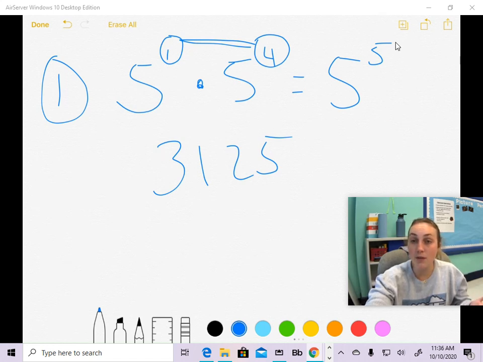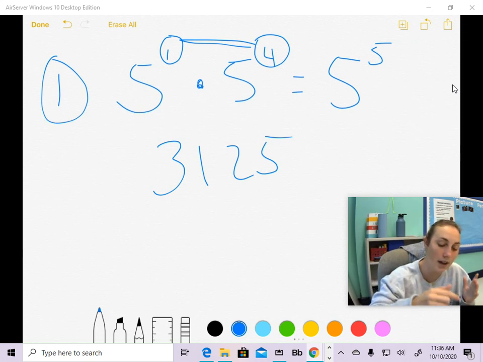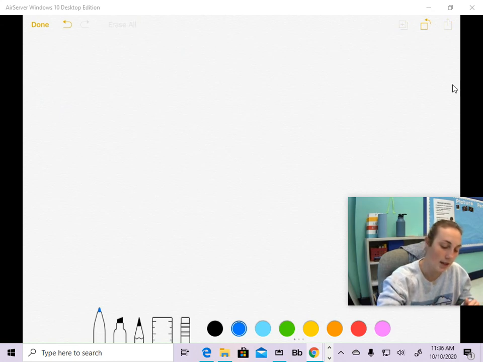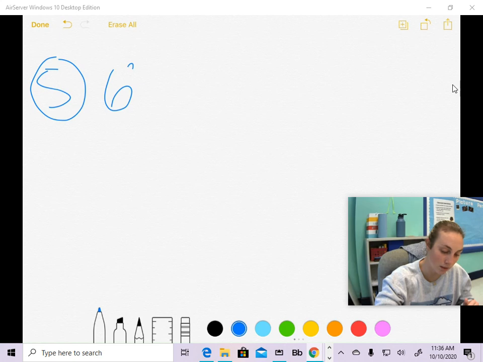Because once you have it in this form, you can turn it into its simplified form. But the main point of this video is to get you to this form. So let's do another example of multiplying exponents with the same base. Let's skip on to number 5. We have 6 to the 3rd power, and we're going to multiply that by 6 to the 4th power.